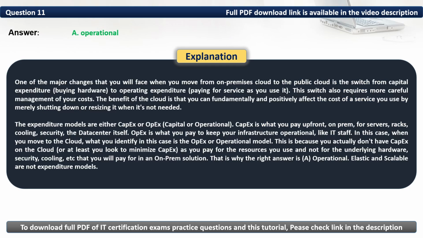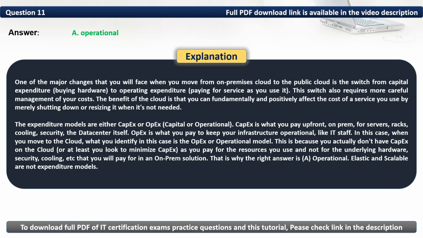One of the major changes that you will face when you move from on-premises cloud to the public cloud is the switch from capital expenditure to operating expenditure. The switch also requires more careful management of your costs. The benefit of the cloud is that you can fundamentally and positively affect the cost of a service you use by merely shutting down or resizing it when it is not needed.